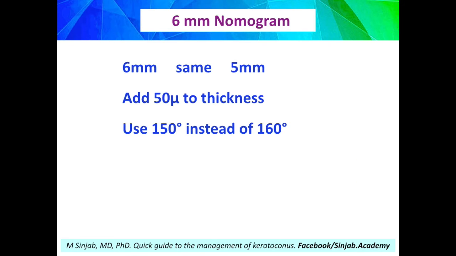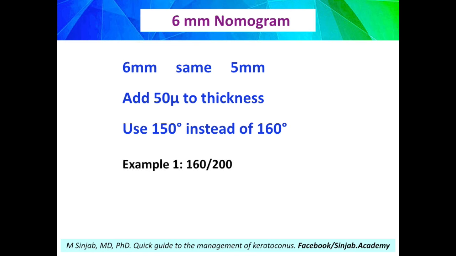Just to remember, the 6 mm nomogram is just the 5 mm nomogram. But after calculating the measurements of the segments on the 5 mm nomogram, if we decide to go for the 6 mm type, very simply, we have to add 50 microns to the thickness, and if the segment is 160, we use 150 instead.